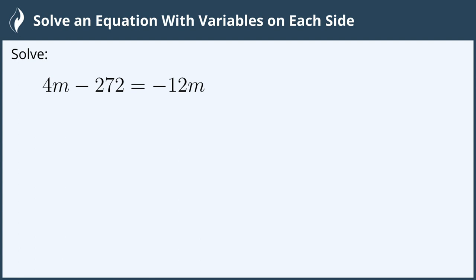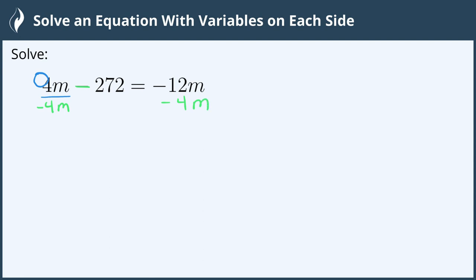We need to look in front of the term with the variable. Here it's a positive 4m. It might be tempting to see the negative sign here or the subtraction sign and think that we will need to add a 4m. However, this negative is in front of the 272. In front of the 4m is a positive sign, so the opposite to negate that will be to subtract 4m from both sides.